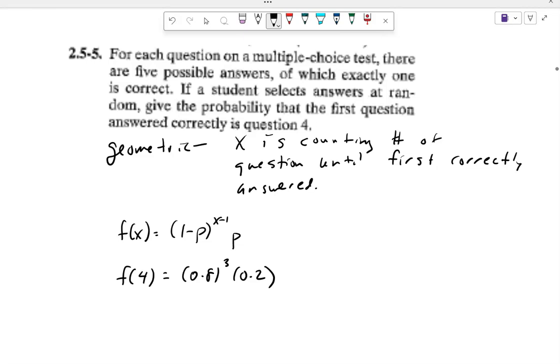Why is it not 5 minus 1? Because we're trying to get the fourth question. The answer is 4 here. Yeah, we're going to stop when we get it right. Yep.